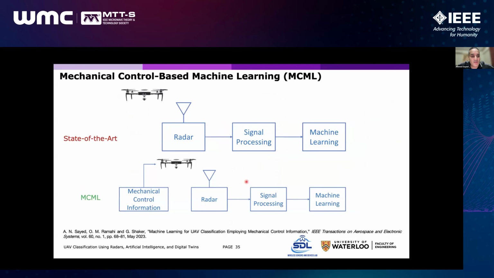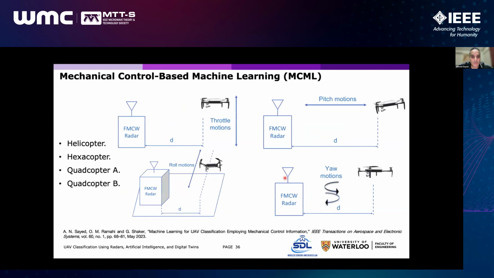In the state of the art literature, radar measurements were taken for hovering and pitching forward only drones. Then they apply some signal processing techniques to get the Doppler information, and train and apply machine learning models to these datasets. Our proposed method is to force drones to perform all the basic motions of drones, and then follow the same trend to take the measurements, apply some signal processing techniques, and then train machine learning models.